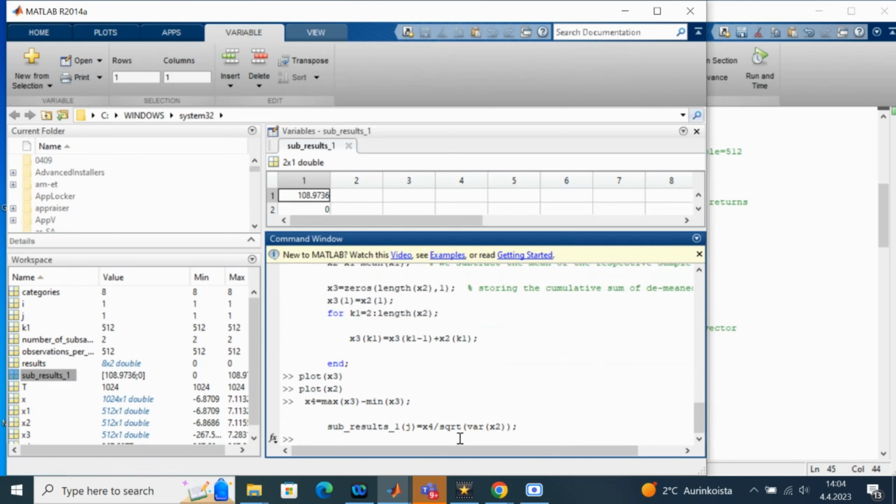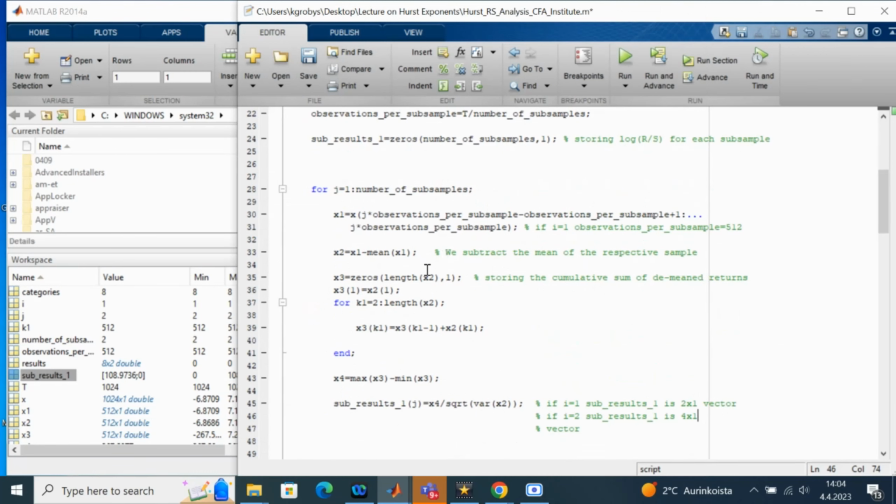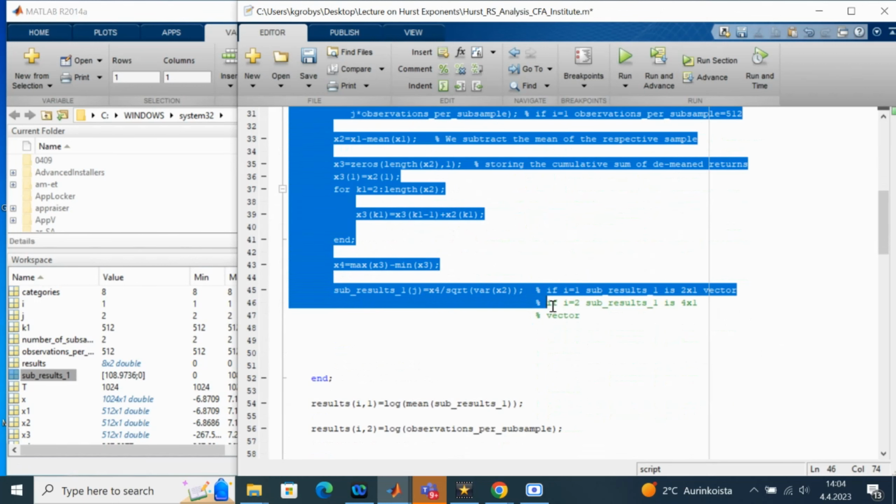So we have to do the same thing for the second subcluster, for the last 512 observations. And this is what we do here. We have now set j equal to 2. Let's copy this.